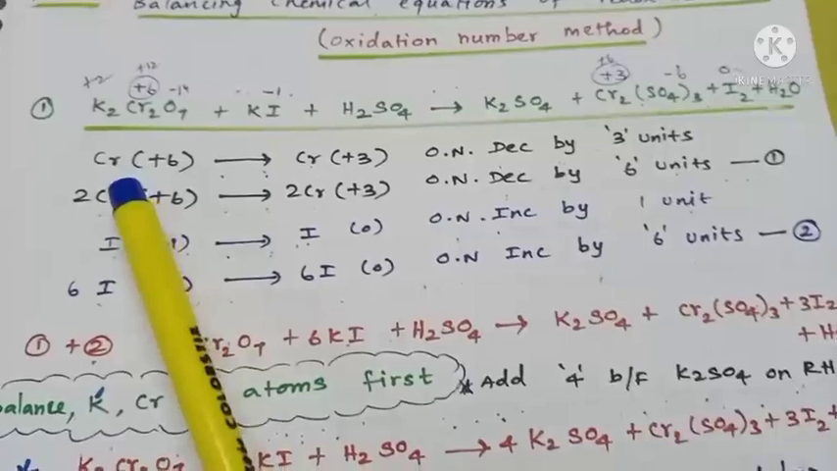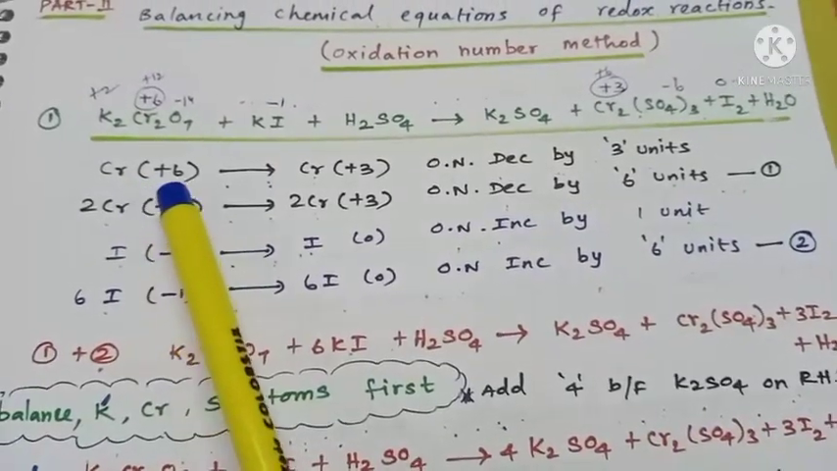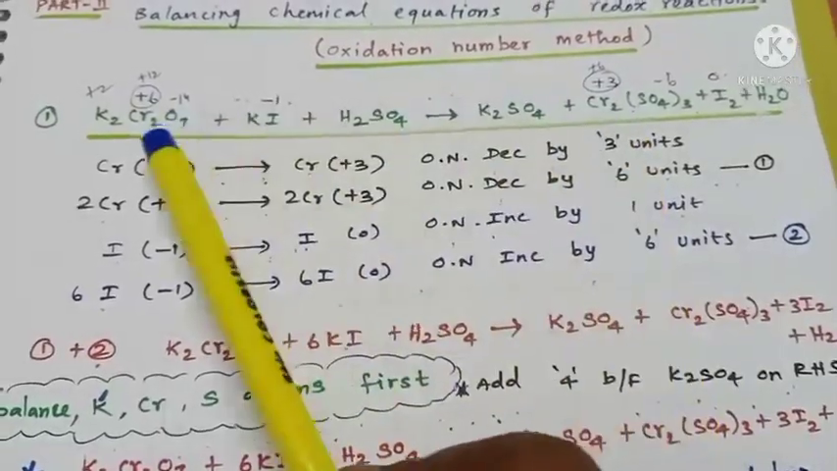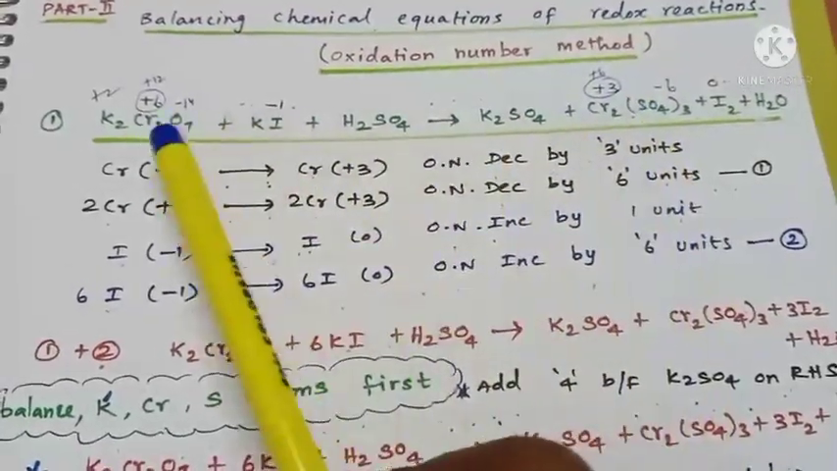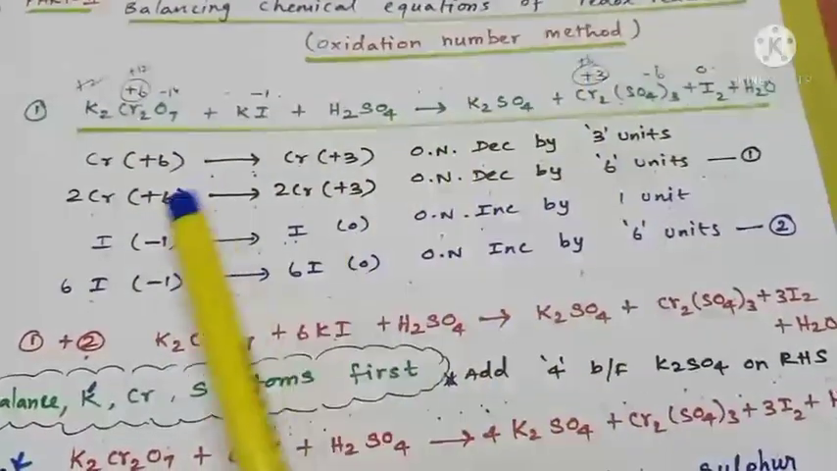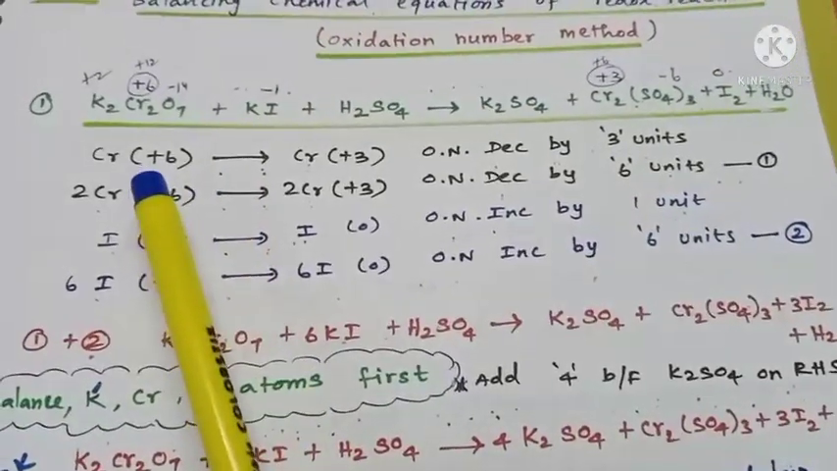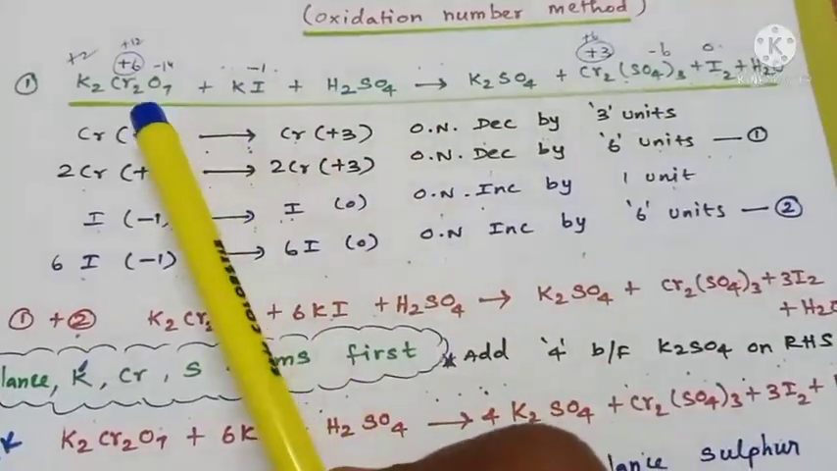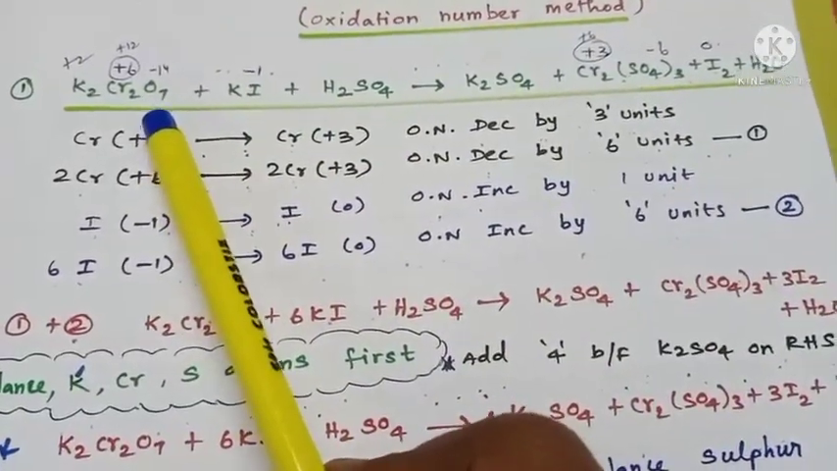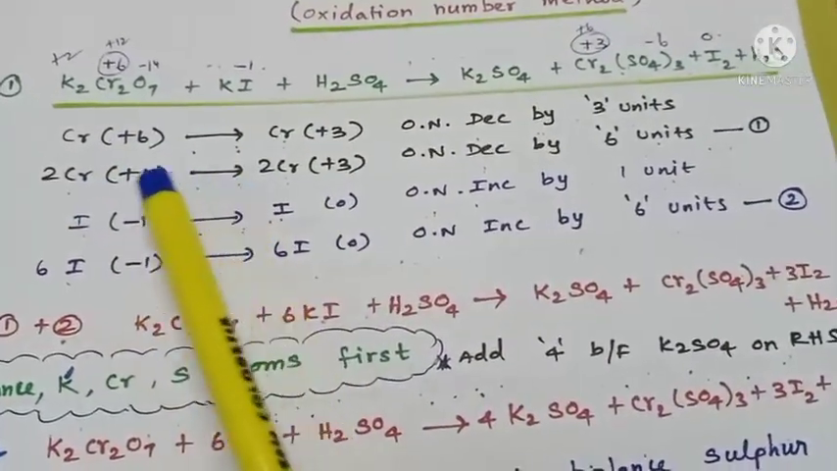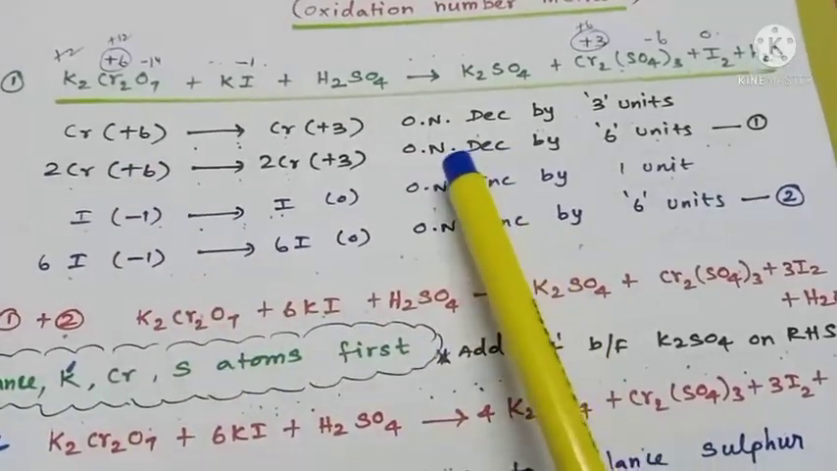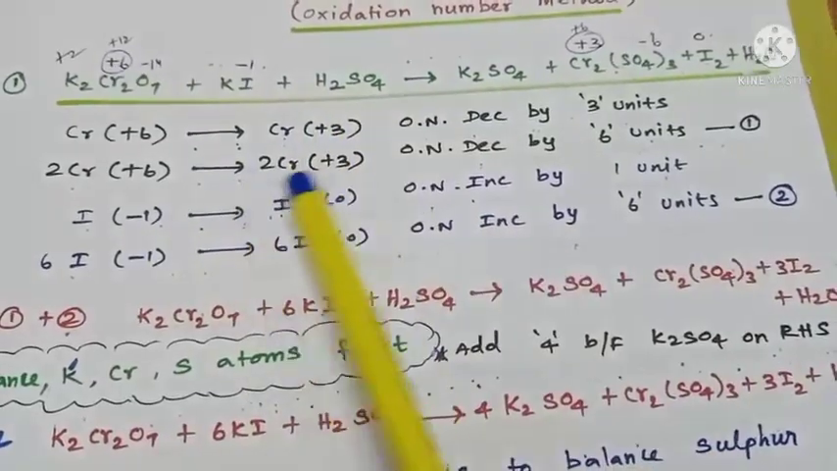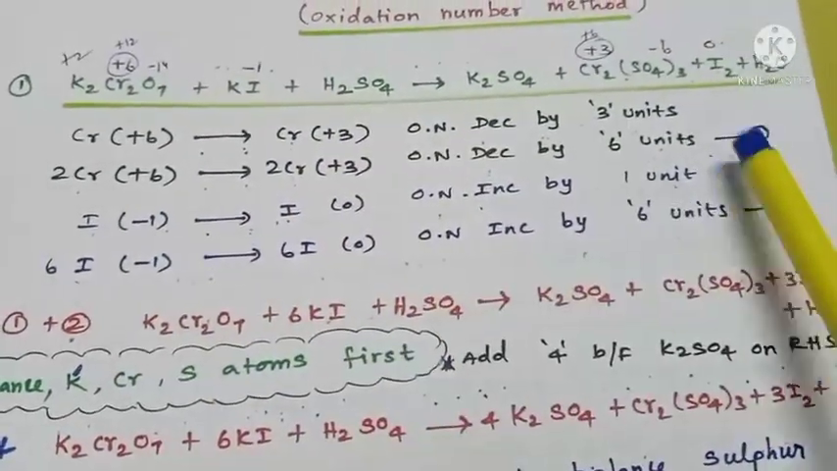Okay, right. Now chromium left side oxidation number is +6, right side is +3. I have done the calculation of oxidation number of chromium just above the equation. I think you can follow that. The chromium oxidation number decreases by 3 units. It's for 1 chromium, but in the formula there are 2 chromium atoms, isn't it? So calculate for 2 chromium atoms. For 2 chromium atoms, oxidation number decreases by 6 units. This equation is multiplied by 2. So let's have equation number 1.